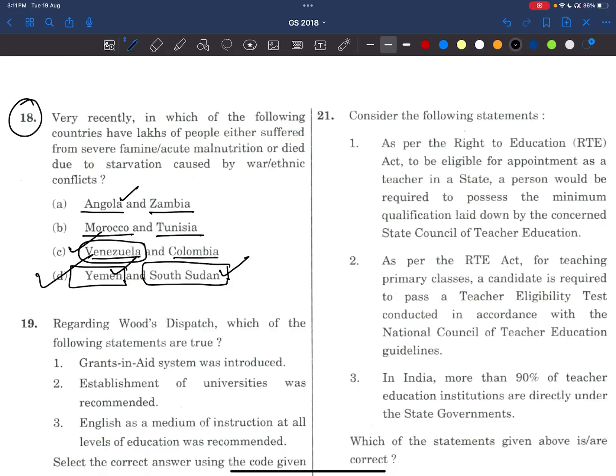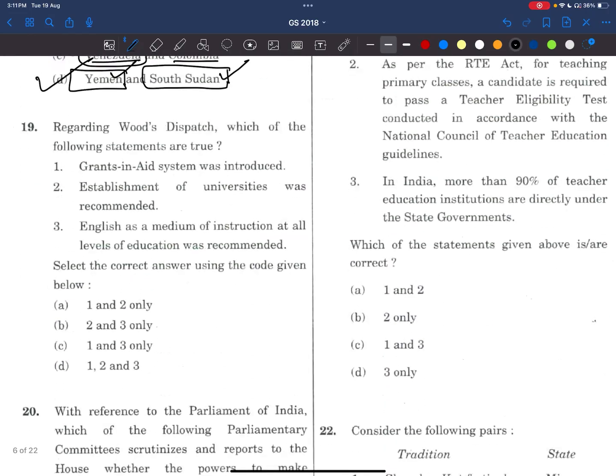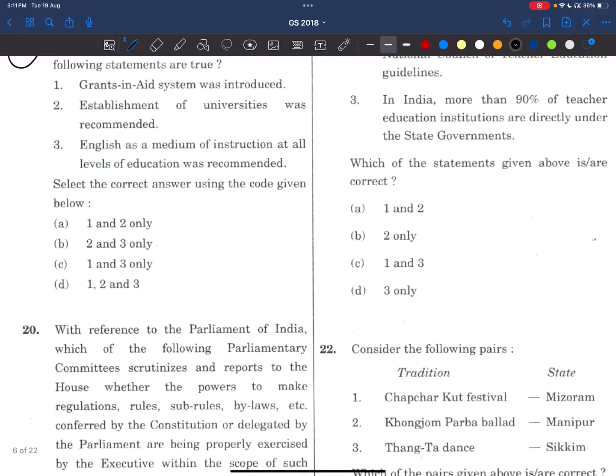Now, coming to the 19th question. Regarding Wood's dispatch, which of the following statements are true? Okay, the grants-in-aid system was introduced. Yes, it was introduced so that even private players come into the picture. Okay, education gets encouraged.